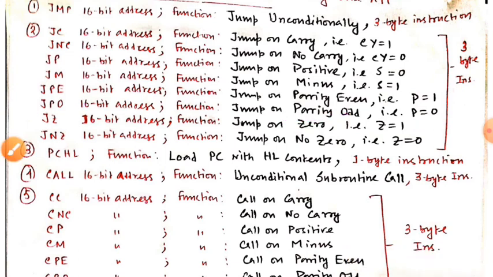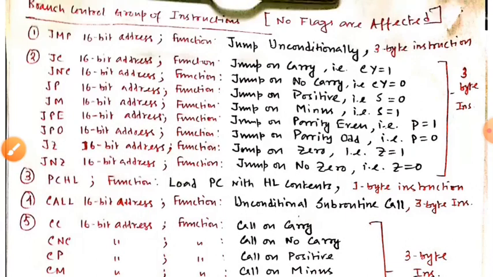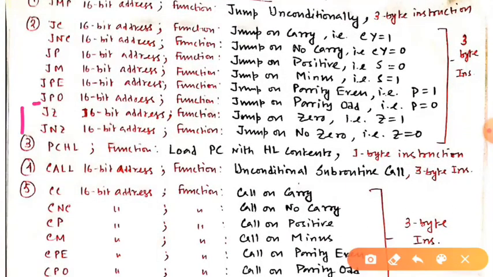Depending on the zero flag, we have the conditional jump instructions JZ and JNZ. JZ is actually jump on zero, so when the zero flag was 1, it will take the jump decision; otherwise it will not jump. Similarly, in JNZ, if the zero flag is 0, only then will it jump; otherwise it will not jump.